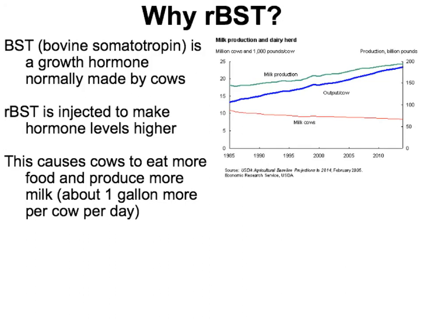So, BST stands for bovine somatotropin. And what it is, it's a growth hormone. This growth hormone is normally made by cows, but how farmers can use this as a tool is that they can inject BST into cows to make those hormone levels even higher. Now, the type of BST that's natural is just called BST. The type of BST that's made in a lab is called RBST. And the R stands for recombinant.